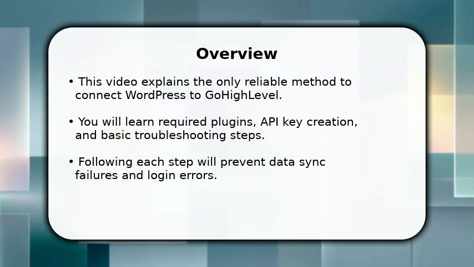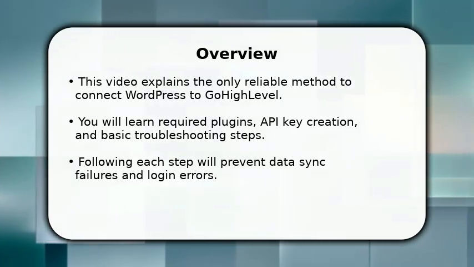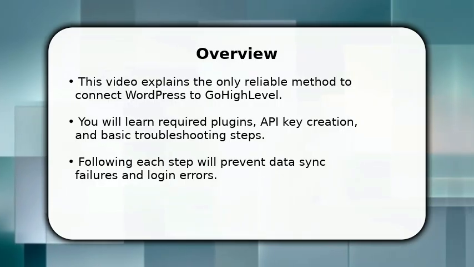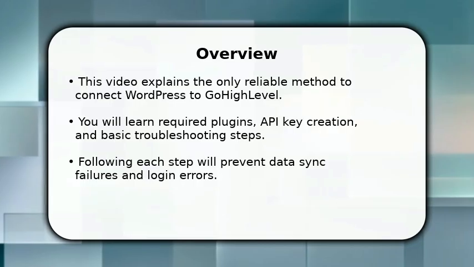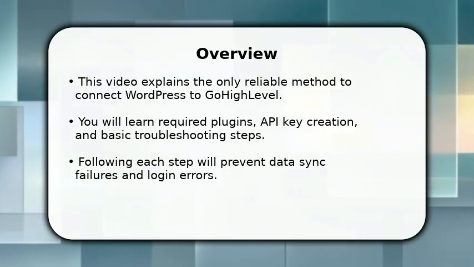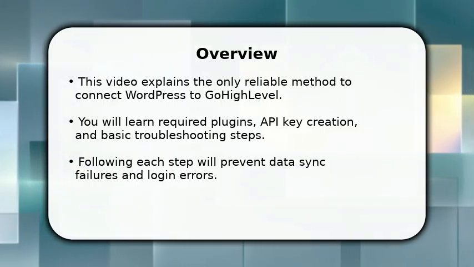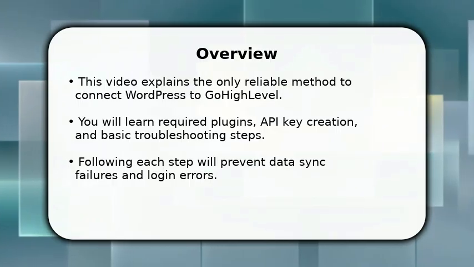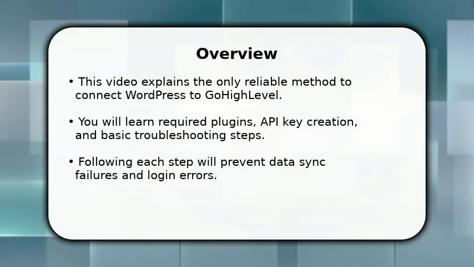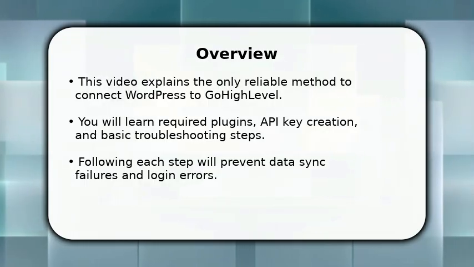In this video, I will show how to connect WordPress to GoHighLevel. Start by preparing admin access in both WordPress and GoHighLevel and keep both dashboards open. Install the recommended plugin on your WordPress site and generate an API key inside GoHighLevel. Enter the API key in the plugin settings and test a sample contact sync. If you hit an error, revisit permissions and plugin conflicts before retrying the sync.